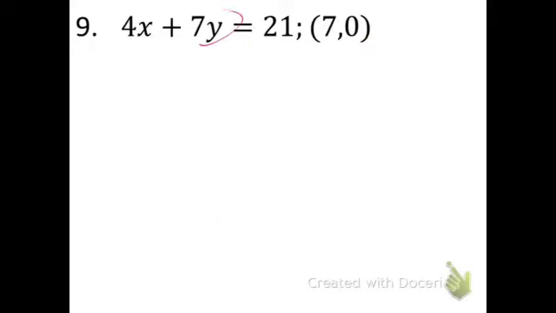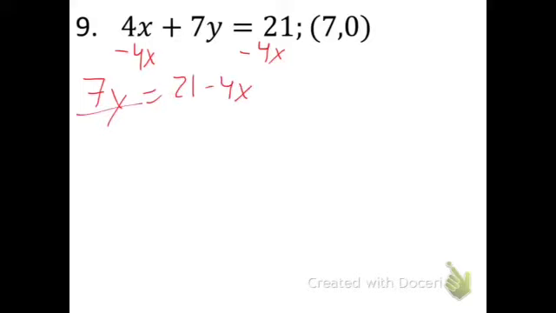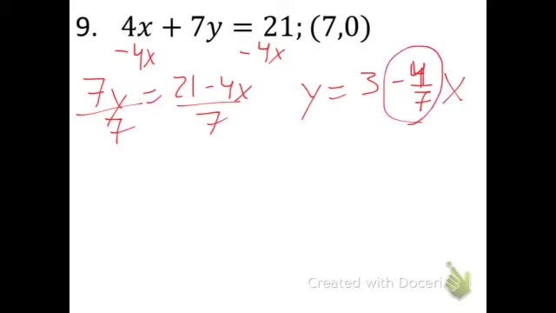Moving on to 9, we need to get y by itself, so I need to subtract off the 4x. We're now at 7y equals 21 minus 4x. We need to divide everything by 7, and we have y equals 3 minus 4/7 x. And this guy here is our slope, so we're going to use that and our point to get our new equation of a line.